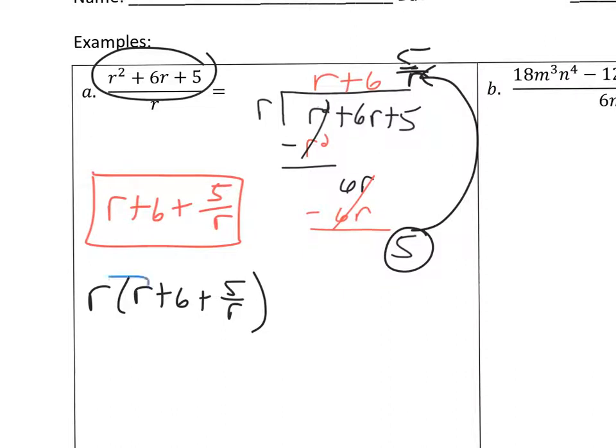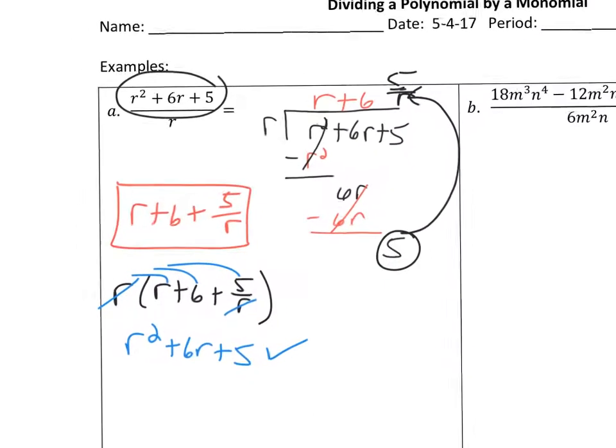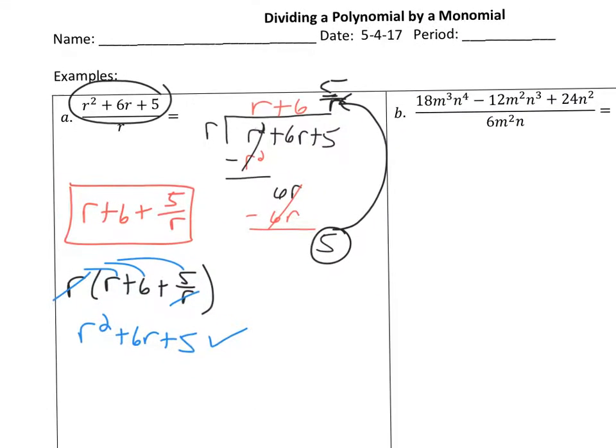Okay, so distribute the r to everything. So r times r is r squared. r times 6 is plus 6r, and then r times 5 over r, well, the two r's cancel out, and so that just gives you plus 5. We did it. We got to our final answer, so that's a check mark, and we can go ahead and move on to the next problem. Okay? Alright, next one is going to be 2 variables.